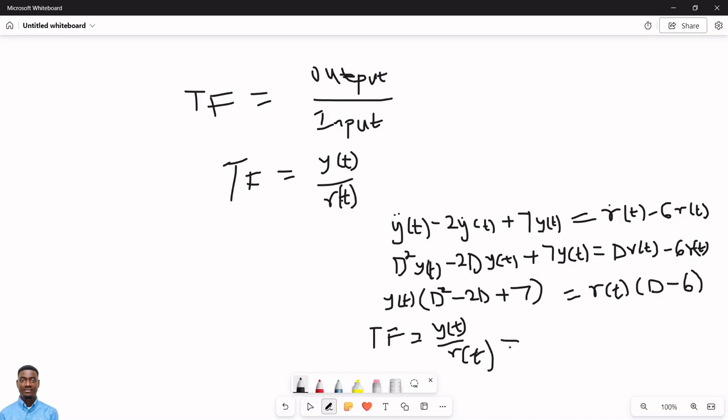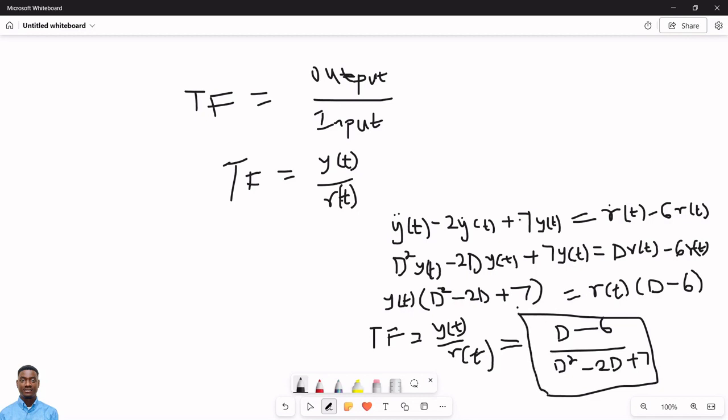So if we cross multiply here, that will be D minus 6 divided by D squared minus 2D plus 7. So this is the transfer function of this second order differential equation that we are given.